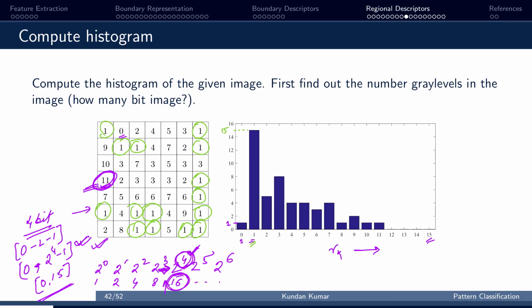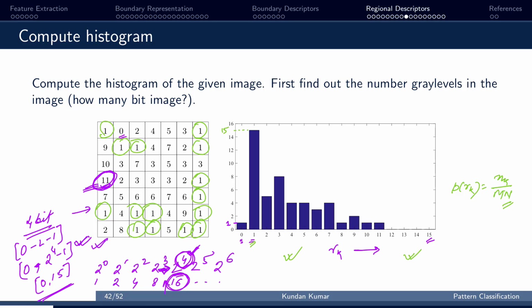So in this way we can count the heights for all these intensity values. That means we have to count the frequency of occurrence of all the intensity values, and we will plot them in a bar chart. Okay, so this is called a bar chart, and this is our histogram. From this histogram we can compute our probability density function. The probability density function p(r_k) is defined as n_k divided by MN.